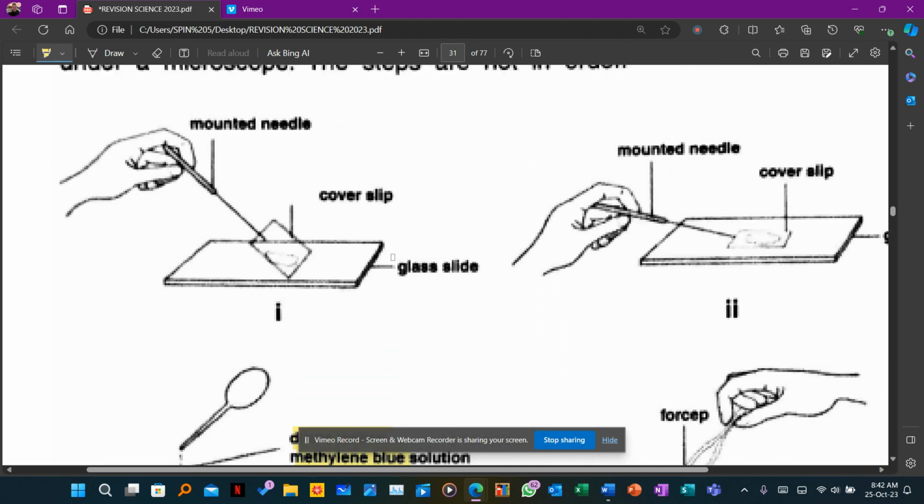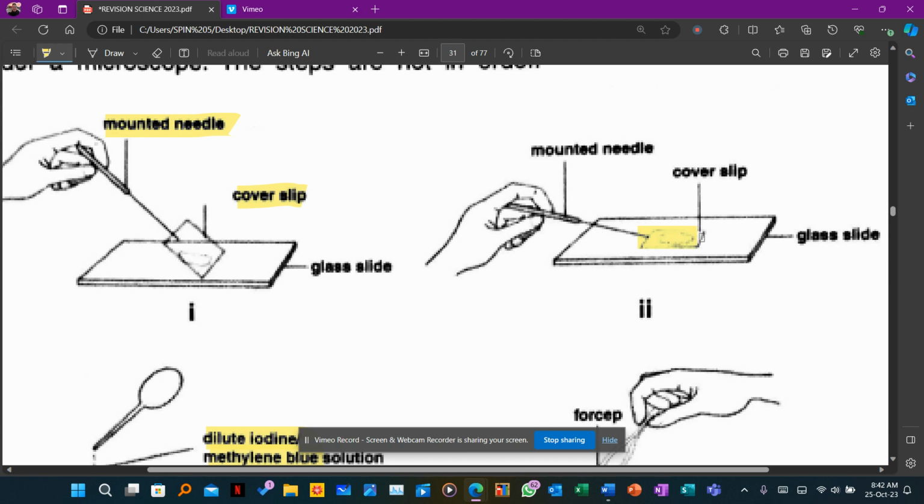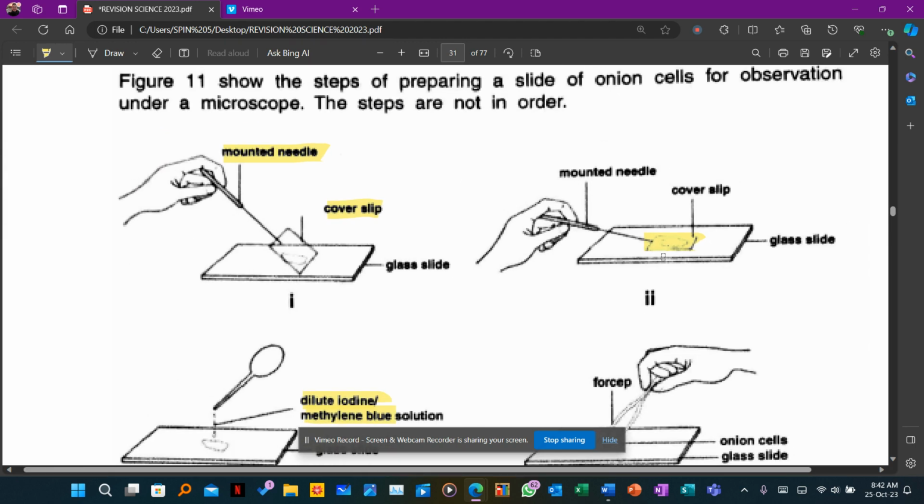After you put the specimen in, you hold the cover slip using a mounted needle, and then you will let it go, and then the slide will mount itself. The cover slip will mount itself onto the slide, making the specimen ready to be observed.